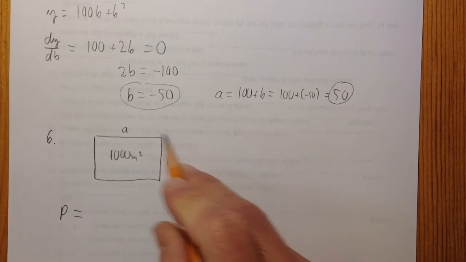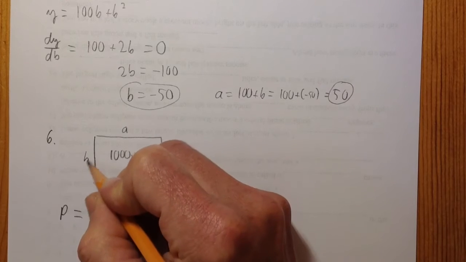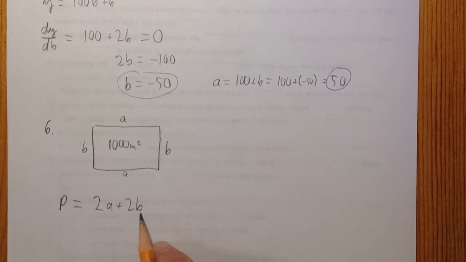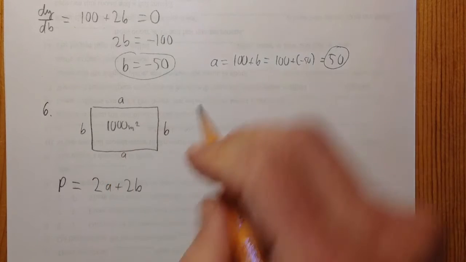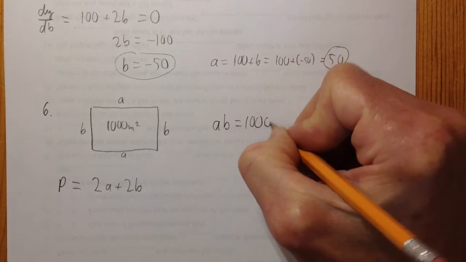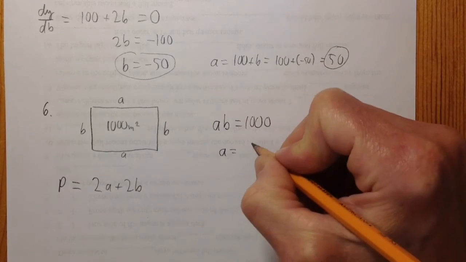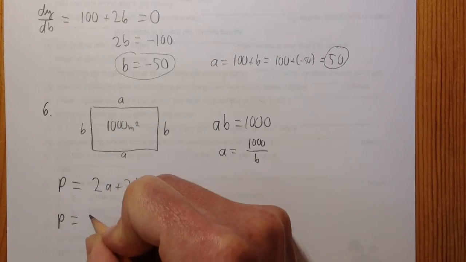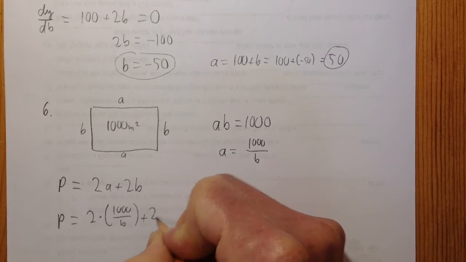So the perimeter is all the way around, right? So it's 2A plus 2B, because this is B, this is A. We want to take the derivative of this, set it equal to 0. But we have an A and a B. We've got to get rid of one of them. And the other thing we know is the area is 1,000 meters squared. So area is A times B is 1,000. We can solve for either one and plug it into here. Let's solve for A. A is equal to 1,000 divided by B. Plug that into here. So the perimeter is 2 times 1,000 divided by B plus 2B.